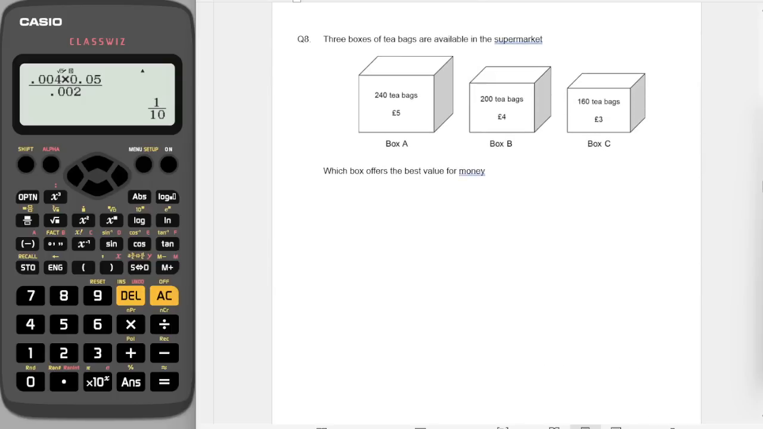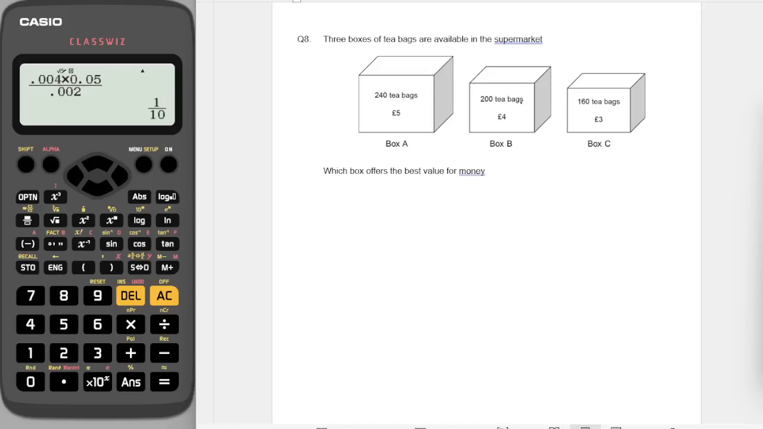Okay, question 8. So we've got a price comparison. 3 boxes of tea bags available at a supermarket: 240 for £5, 200 for £4, 160 for £3. So I need to find a way to compare them. I could compare them by the price per tea bag, or for example, I could work out the price of 20 of each of them because they're all multiples of 20. Or alternatively, I could work out how many I can get for a specific price. So I'm going to do it that way.